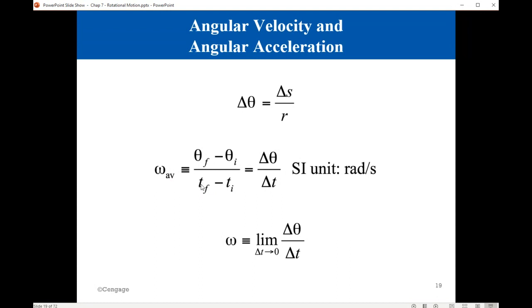However, if we are interested in the instantaneous value for the angular velocity, then we need to take the limit when tf is very near to ti, or the change in time is almost zero. That limit will allow us to calculate the instantaneous angular velocity.